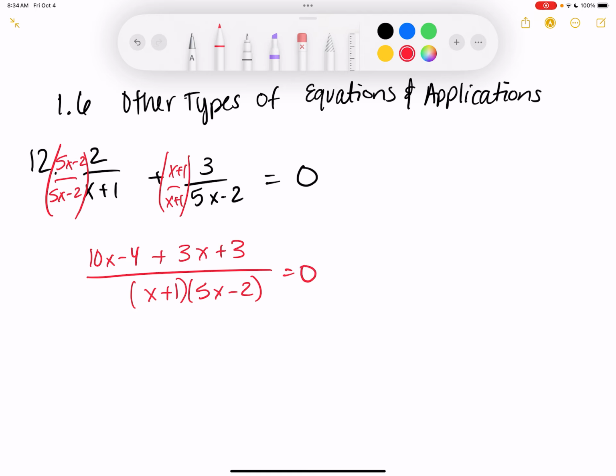Now, since this is equal to 0, I don't actually need to do anything with the bottom, because when I multiply to get rid of the stuff on the bottom, that's just going to be multiplied by 0 and it's just going to disappear. So the only way that a fraction can be 0 is if the top is 0. So I need to set this top part equal to 0. So 13x minus 1 equals 0, so 13x equals 1 and x equals 1 over 13.